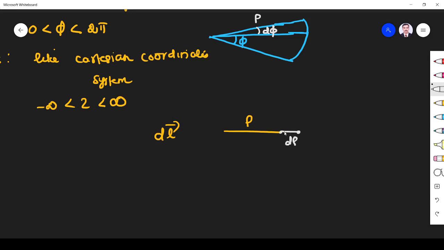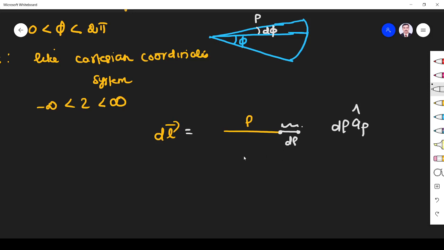Initially your point is located here. Next it has moved to this point. What is the differential length? D rho. So the displacement along the rho direction is d rho only. What is the direction? Rho direction: d rho, a rho. It is talking about length. The change in length is d rho. So we found the rho direction.